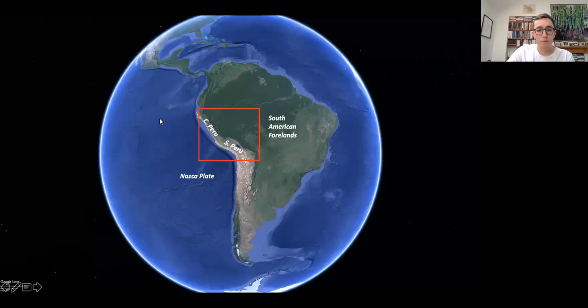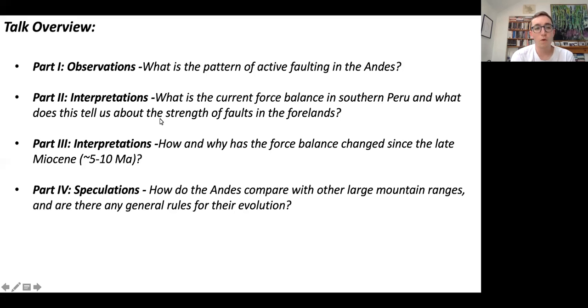So there we go. Just a quick overview. The first part is really the observations side. This is stuff that we're pretty confident about, stuff that we can see. It's what is the pattern of active faulting within the Andes. The second part is going to be a mixture of interpretations.